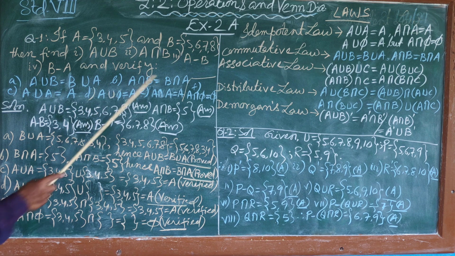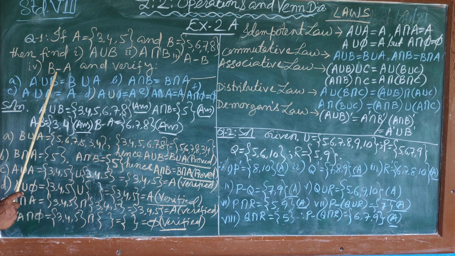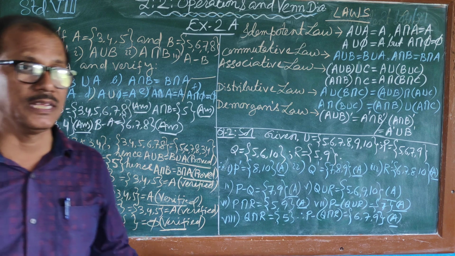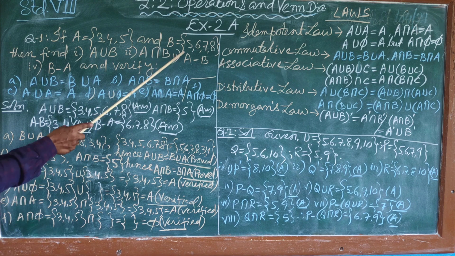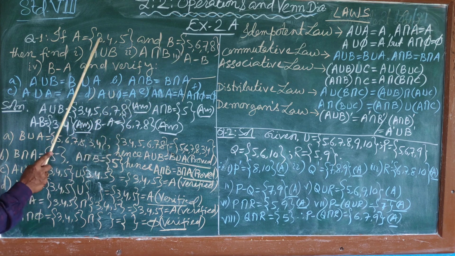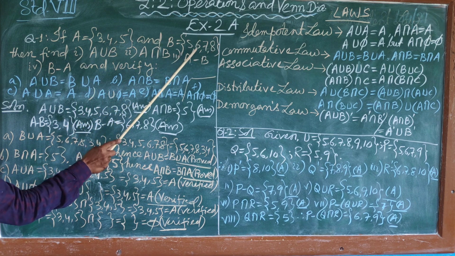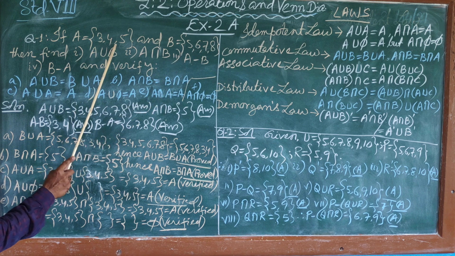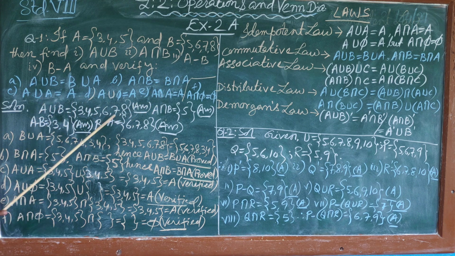You understand? Similarly, B minus A will be what? The elements present in B and not present in A. What are the elements of B which are not part of A? See, 6, 7, 8 are not present in A. Therefore B minus A will be 6, 7, 8. Hope you have understood that.